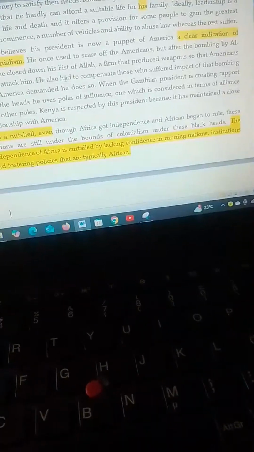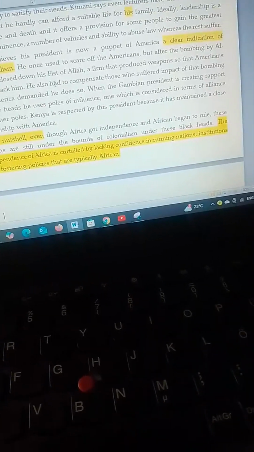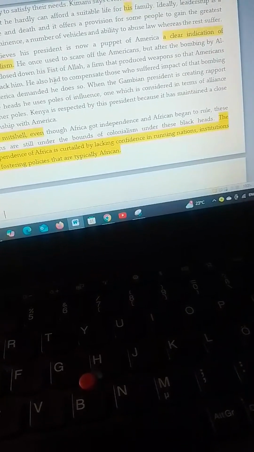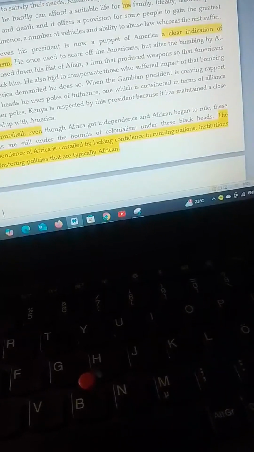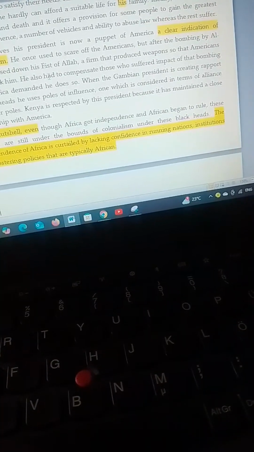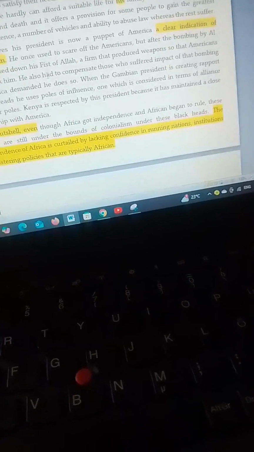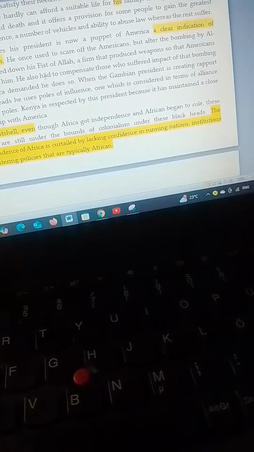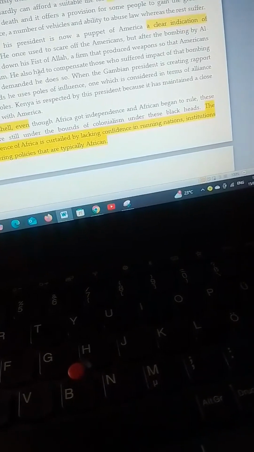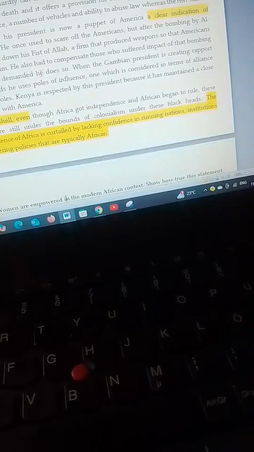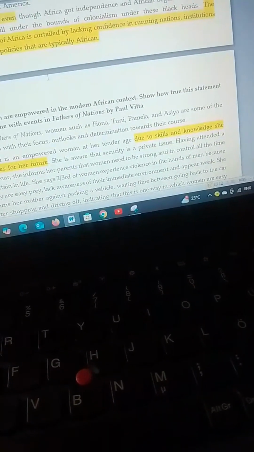In a nutshell, even though Africa got independence and African people began to rule themselves, these nations are still under the bounds of colonialism under these black heads. The independence of Africa is curtailed by lacking confidence in running the nations, institutions, and fostering policies that are typically African.